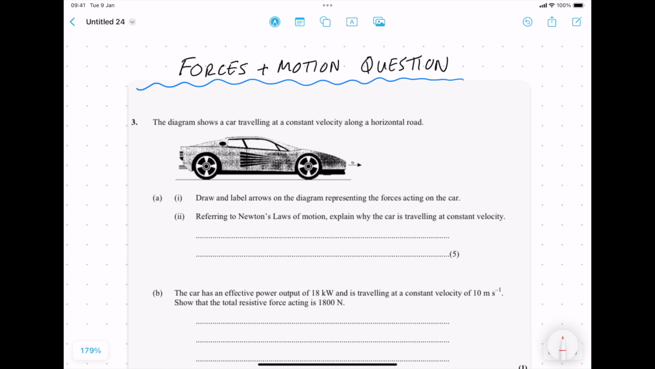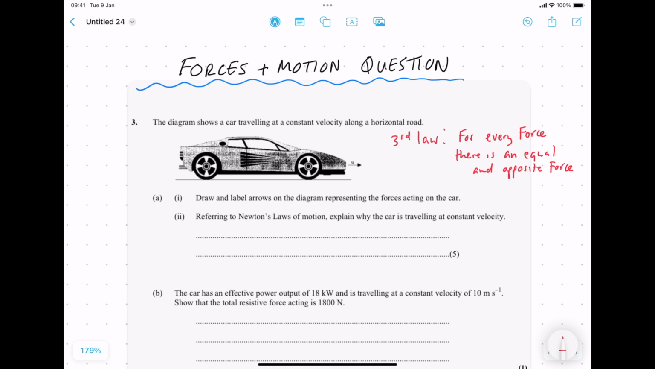The diagram shows a car travelling at a constant velocity along a horizontal road. Draw and label arrows on the diagram representing the forces acting on the car. The thing we need to bring into this question is Newton's third law, which I'm just going to recap here, which states that for every force there is an equal and opposite force.